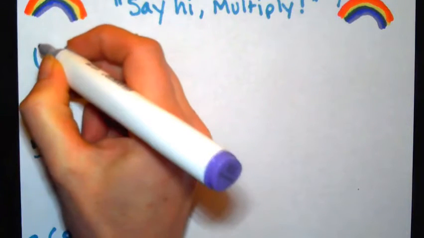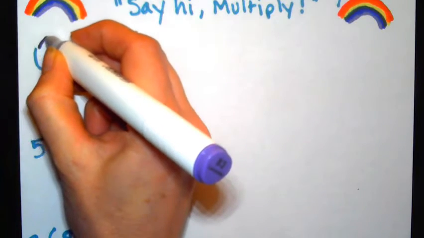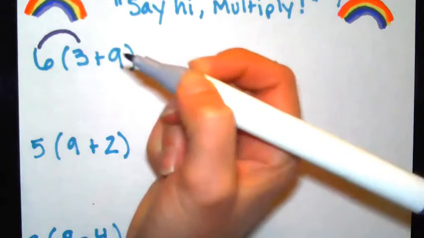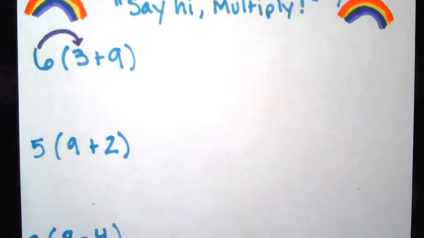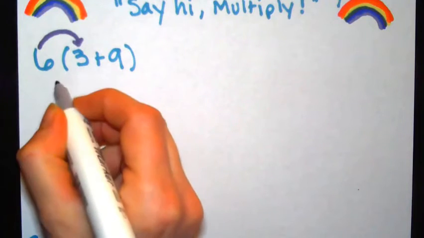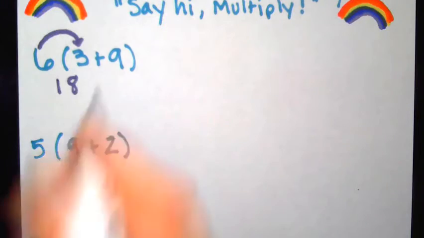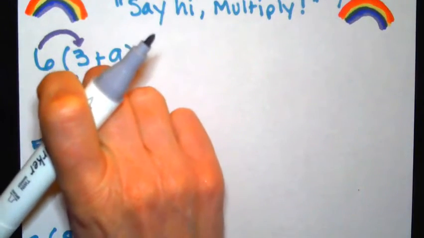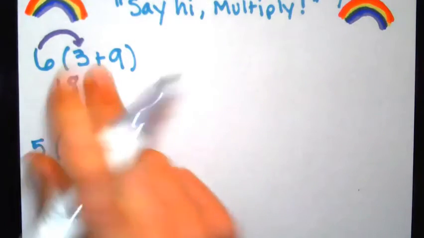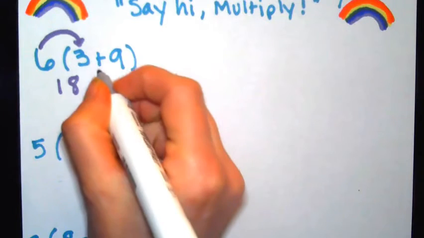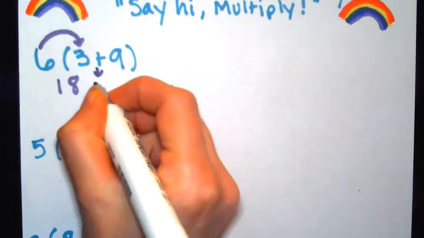So I walk in the door. I'm a 6. I walk in the door, and the first person I run into, there's my rainbow, is 3. And I say hi, and I multiply. 6 times 3, 18. And then whatever symbol is there, whether it's a plus or a minus, you're going to drop that down. So I'm going to drop that guy down. That's a plus.